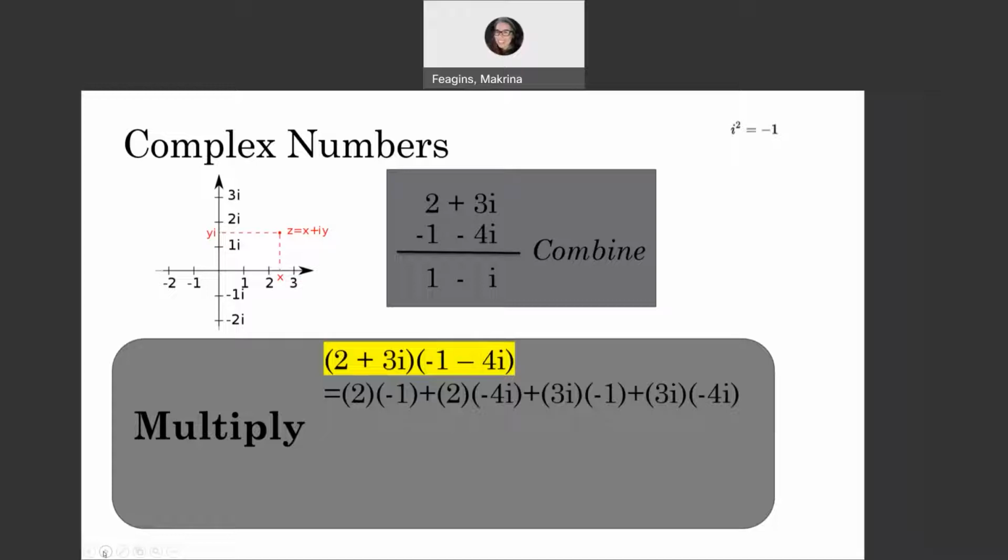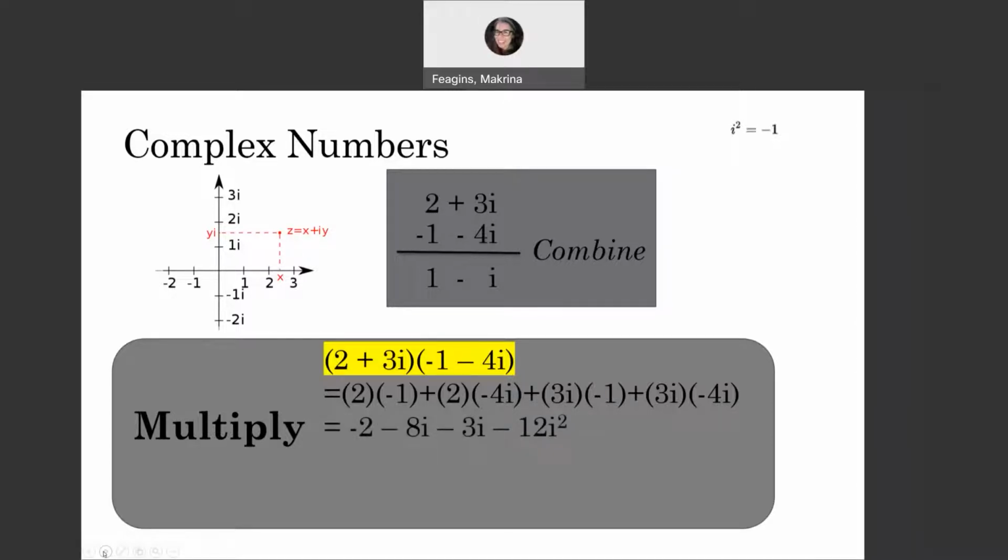So FOIL, what is FOIL? We use that acronym for first, outer, inner, and last, and we use it when we want to expand binomials. So we have two binomials in particular that we want to multiply together. If you look at these two complex numbers, 2 plus 3i and negative 1 minus 4i, the first terms are the 2 times the negative 1. The outer is the 2 and the negative 4i. The inner is the 3i and the negative 1, and the last is 3i and the negative 4i.